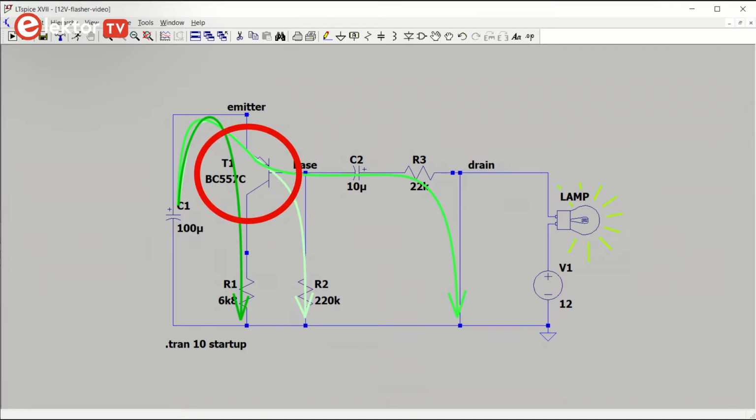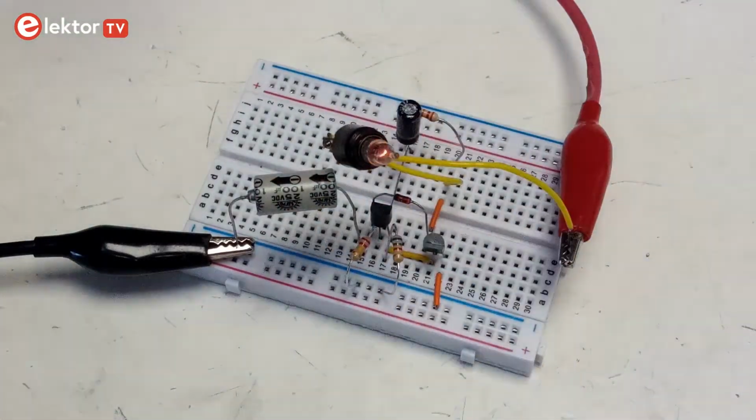This continues until either T1 loses bias and stops conducting, or until the gate voltage of T2 becomes too low to keep it open. In both cases, the result is that T2 will stop conducting and the lamp switches off.